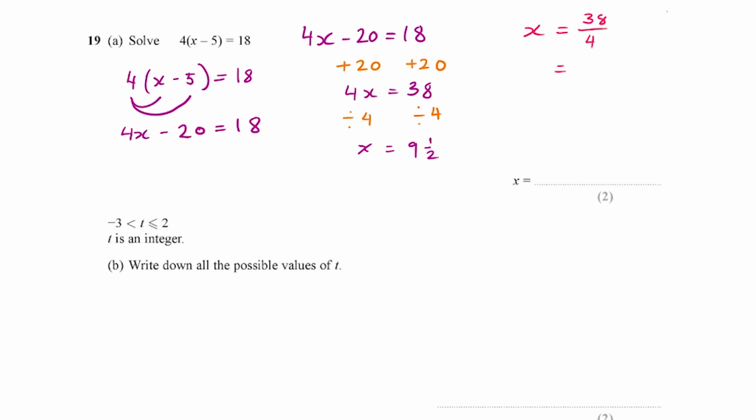X is equal to 38 over 4. Still, that just means divided by 4, right? It's the same thing. And then I simplify that fraction down. So I can divide the top and the bottom by 2. So I can halve both of those, in other words. So x is equal to 19 over 2. And then I just think of it as 19 divided by 2.